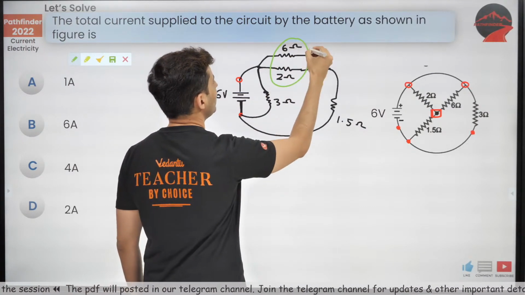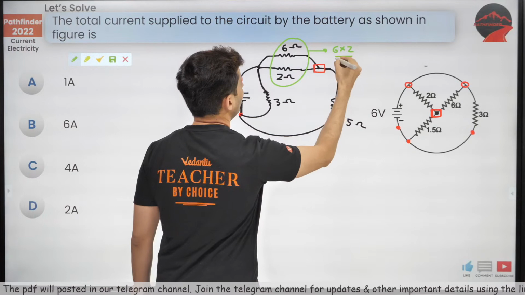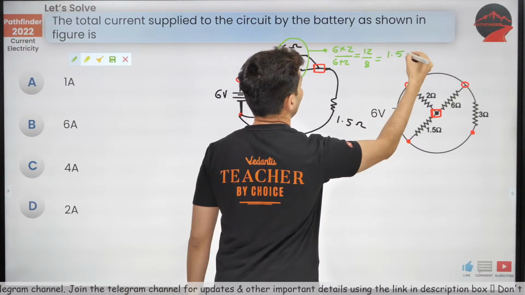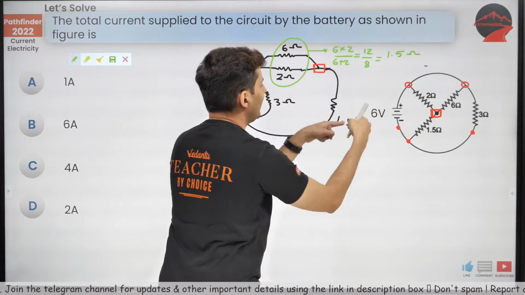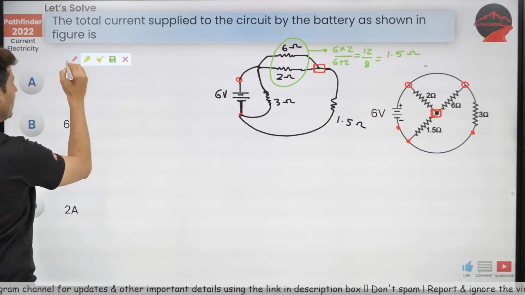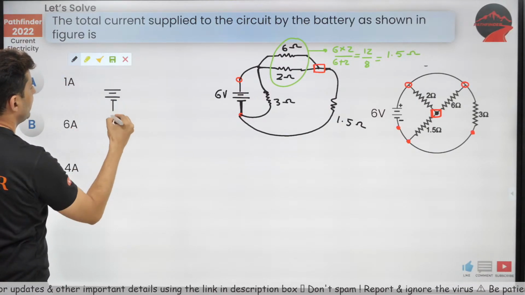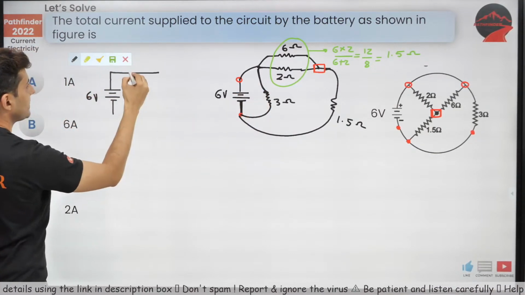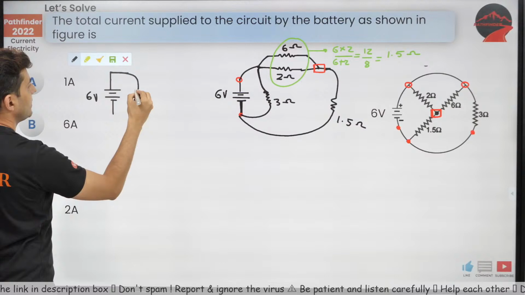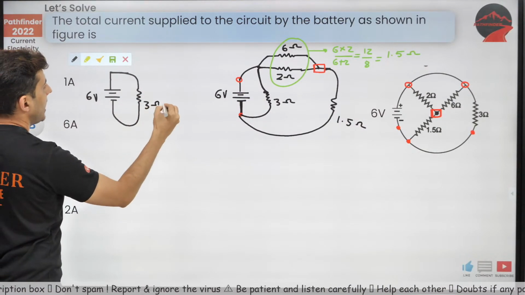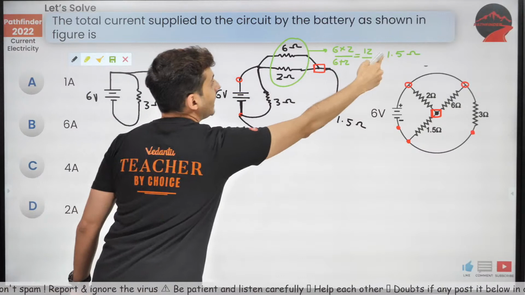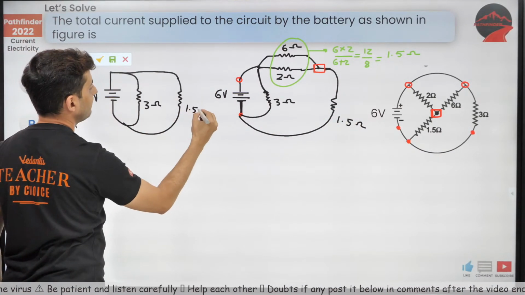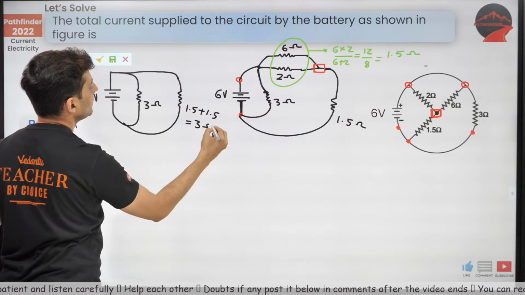6 and 2 ohm in parallel. 6 into 2 upon 6 plus 2, which is 12 by 8, which is 1.5 ohm. 1.5 and 1.5, think about it. So what will happen? This battery of 6 volts has one 3 ohm resistor here, and on the other side it has that 1.5 and 1.5 also coming like this. So 1.5 plus 1.5, which is also 3 ohm.